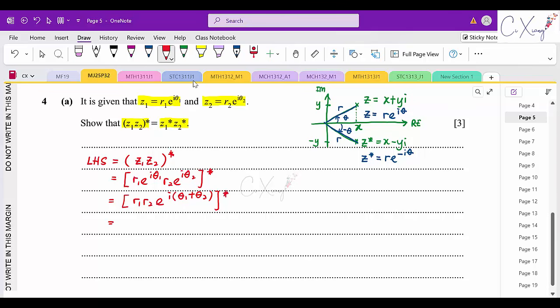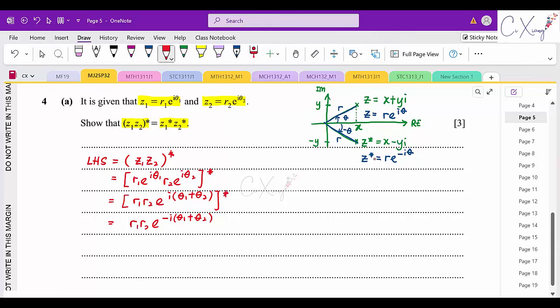Then after that, how can I make the conjugate here? You assume that this whole thing is a complex number and I want to find the conjugate in the exponential form, same like this one. When you want to change z to a conjugate, you change the argument to a negative sign. So I will put a negative sign for my argument. This is what I showed you just now.